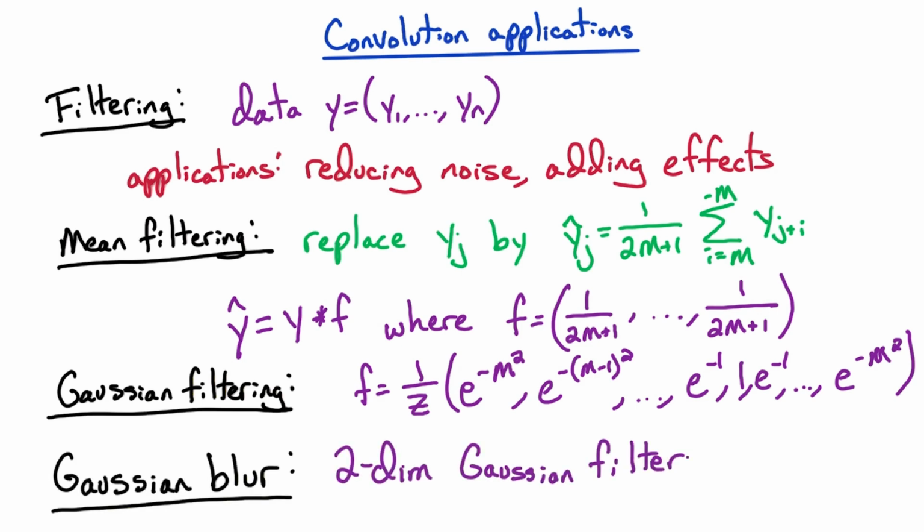A different type of filter one might consider is Gaussian blur. This is used to add some visual effect to an image, in particular to blur an image. In particular, Gaussian blur applies a two-dimensional Gaussian filter to an image.